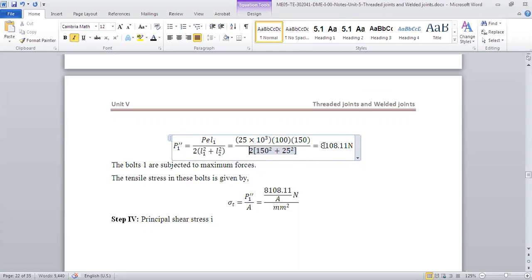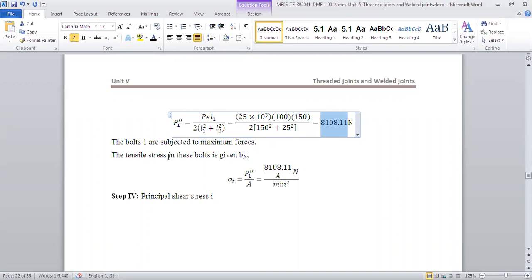Okay. So with this we will get the tensile load in bolt 1. Tensile load is more in bolt 1 compared to bolt 2. It is 8108.11 Newton. And we will do the design of bolt 1, then bolt 2 will obviously be safe. Now say the area of the bolt is A. So P1 double dash upon A will be the tensile stress in bolt 1. So this will be 8108.11 upon area, Newton per mm square, the tensile stress in bolt 1. There are two bolts of type 1.